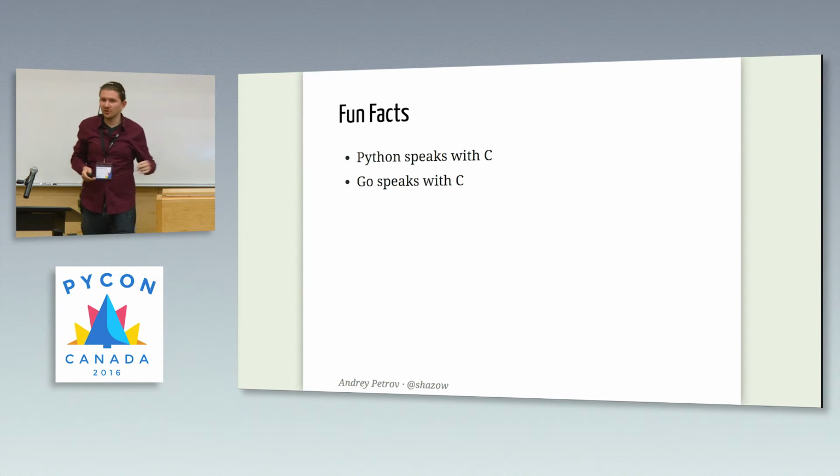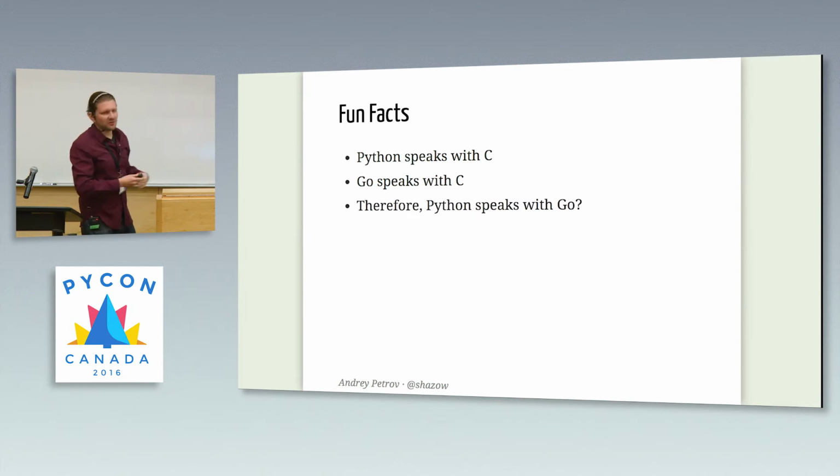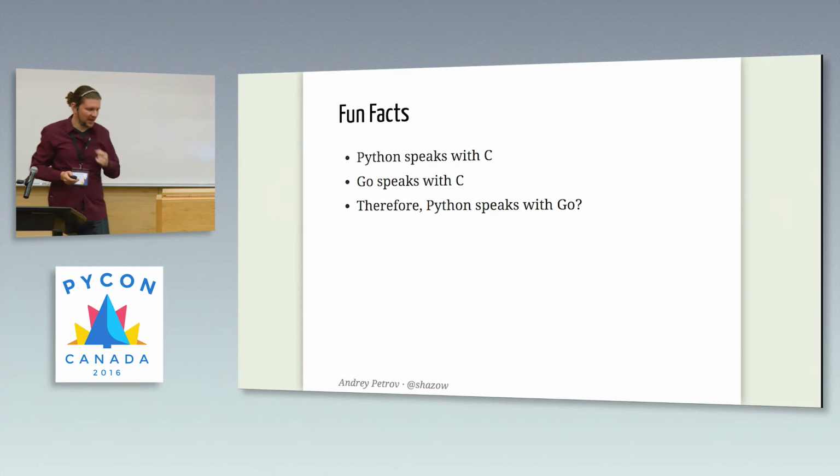And Go speaks with C. I'll show you what that looks like. It's actually even easier than in Python. So by the transitive property, we should be able to make Go speak with Python, right, through C. And that's what we're going to try to do.